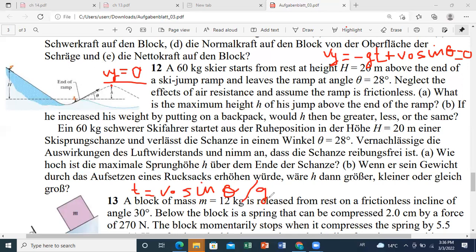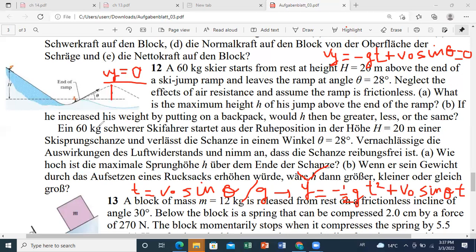Now, once we find this time needed to reach the maximum height, in order to get the value of the maximum height, we just replace it into the y equation. y is minus half g t squared plus V0 sine theta t. And y0 is 0. So by replacing t by its value here, you can get y maximum, which corresponds to the maximum height.